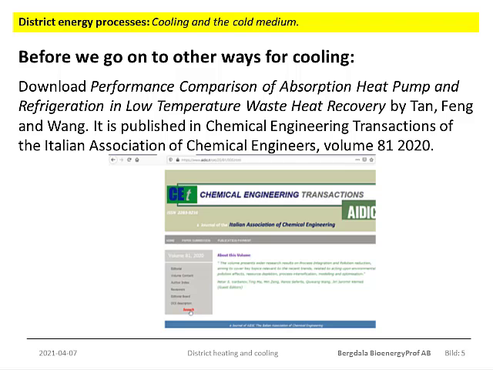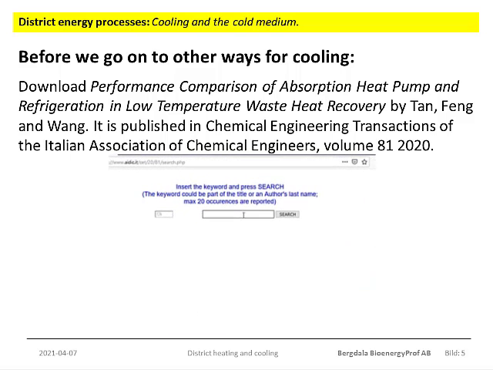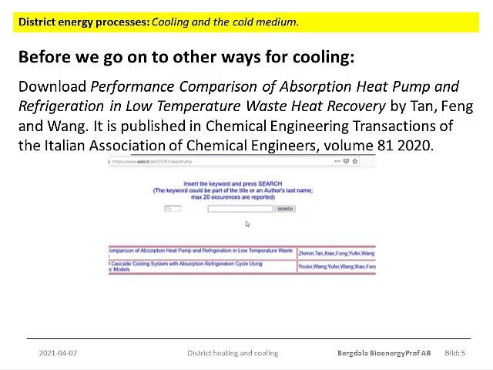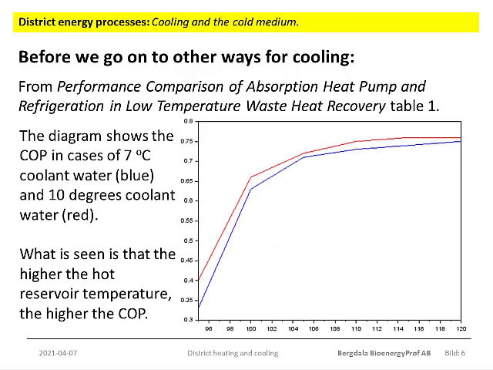The paper is only 6 pages, so read it. The most important thing in that paper are the results. What is clear from the results is that to arrive at a COP exceeding 0.7, you will need to use a hot source temperature of at least 103 degrees.